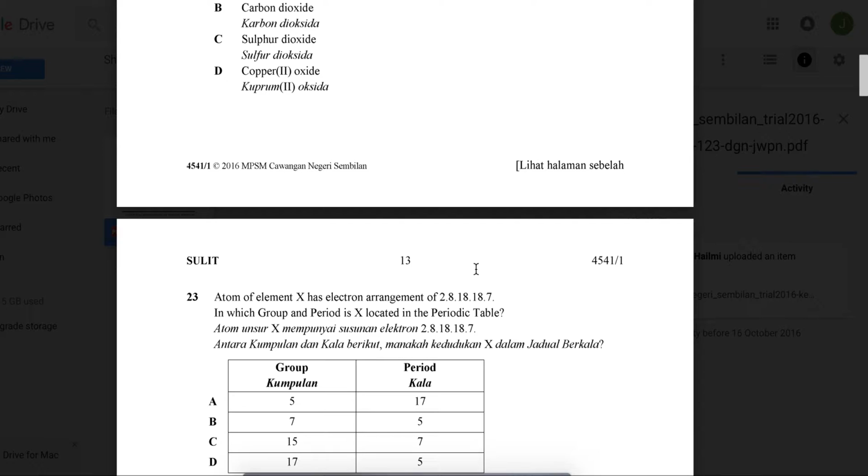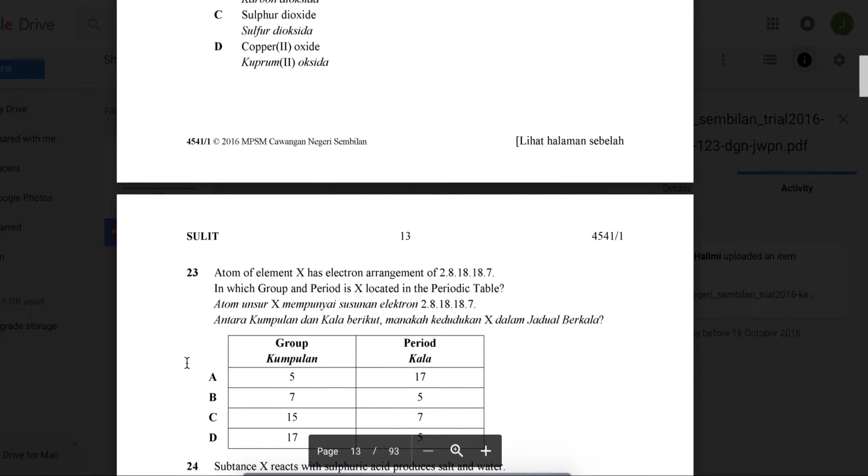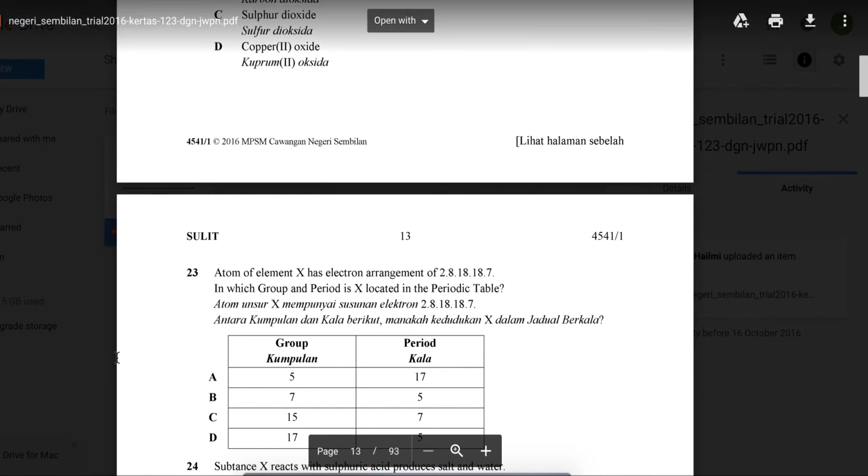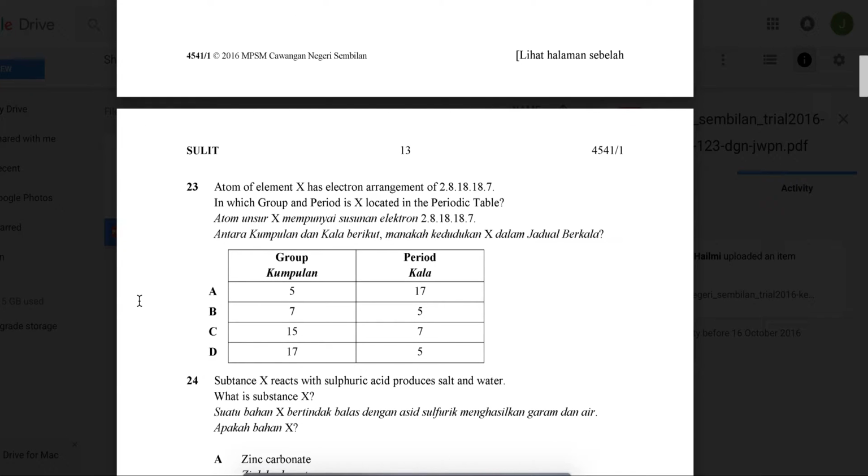What about the period? The period is the number of shells filled with electrons. 1, 2, 3, 4, 5. So group 17, period 5. The answer is D. Now the trick in this question: the answers A and C are obviously wrong. The trick is between B and D. They give you the same period of 5. The trick is group 7 versus 17. Just remember, guys, the rule about 3, 4, 5, 6, 7 and 8 valence electrons, always add 10. Okay guys, we're good to go.